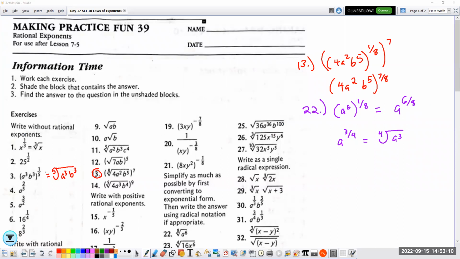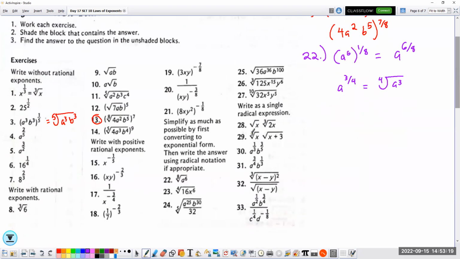The next one, let's look at number, how about 24? That's a good one. That one looks a little scary. A lot going on there. All right, so first thing I'm going to do with number 24 is I've got a to the 25th, b to the 30th, all over 32. Now I notice I'm about to take the 5th root.